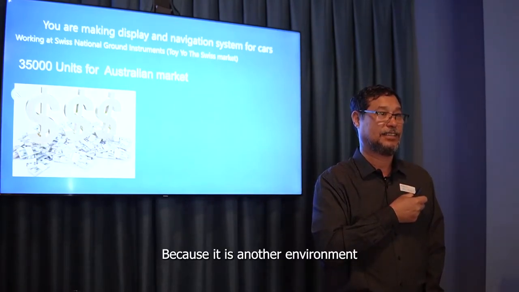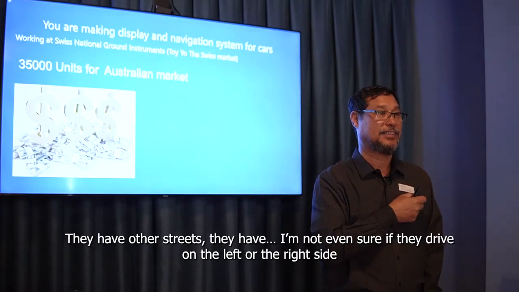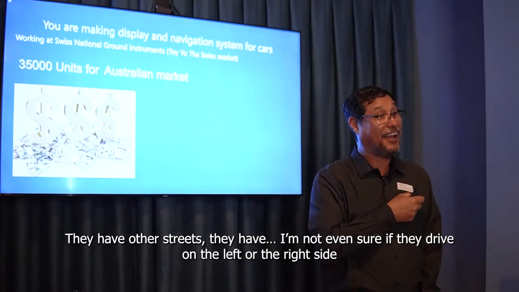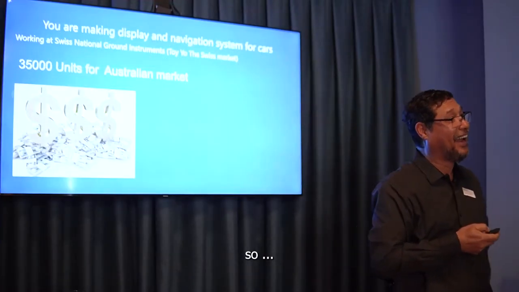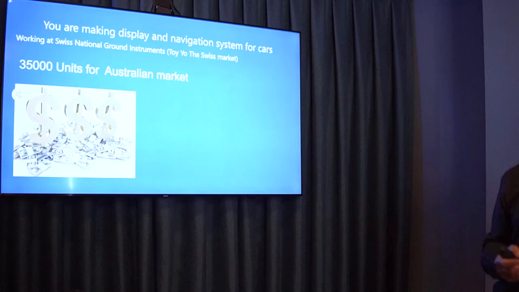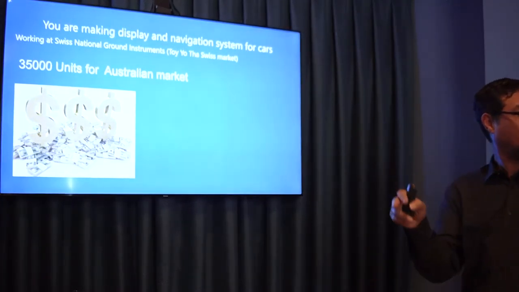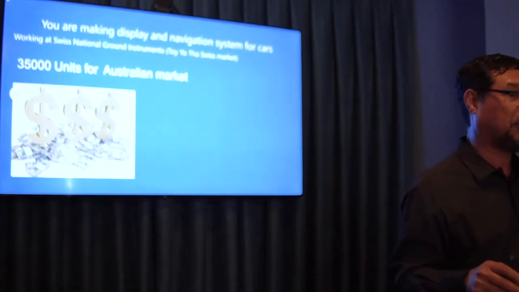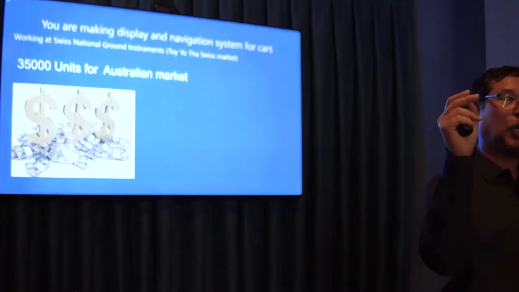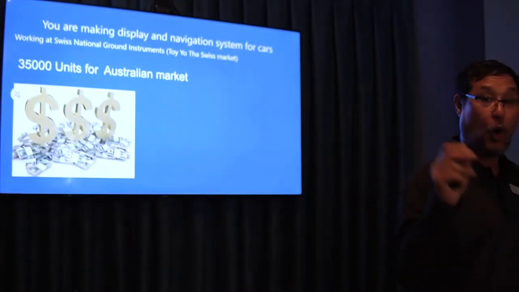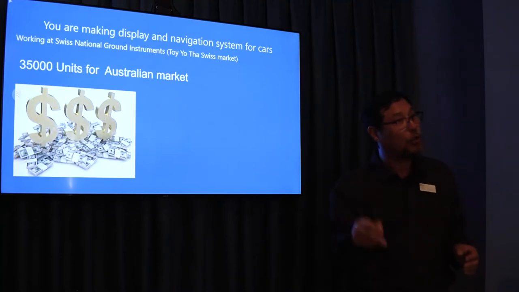Because it's not an environment. They have other streets. I'm not even sure if they drive on the left or on the right side. That's a good point. You know, when you're in your car, usually the OK button is on the left of the screen. Why? It's because you're driving.